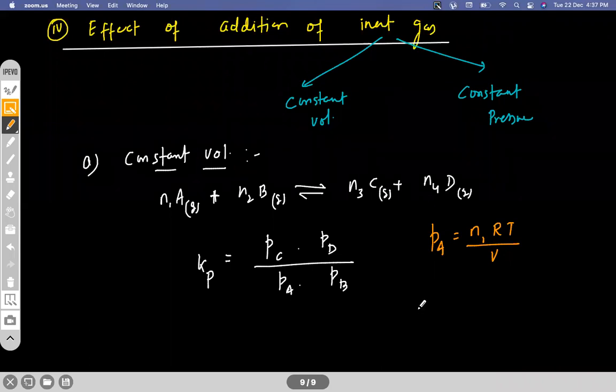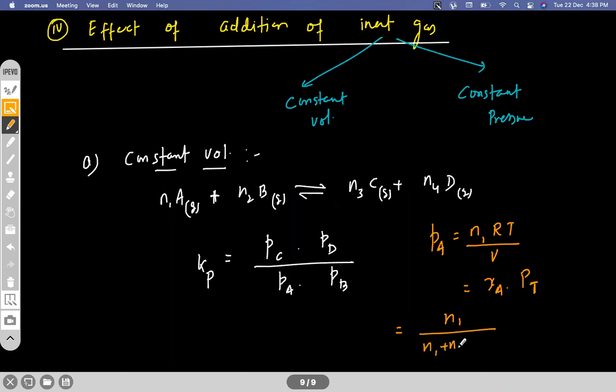Right? We can also write this as mole fraction of A into total pressure PT. This would be equal to N1 divided by N1 plus N2 plus N3 plus N4, right? And if you have added inert gas, the number of moles of inert gas is Ni, into PT. PT is what? Again, the total number of moles into RT by V.